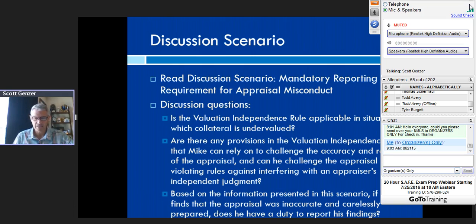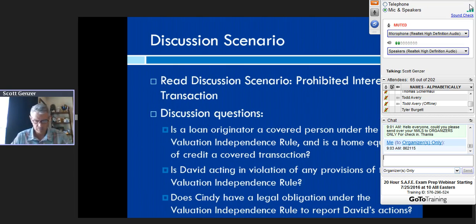All right? That's it. Let's look at the prohibited interest scenario in 343, those two paragraphs. David and Cindy, what can we do here? What's going on?